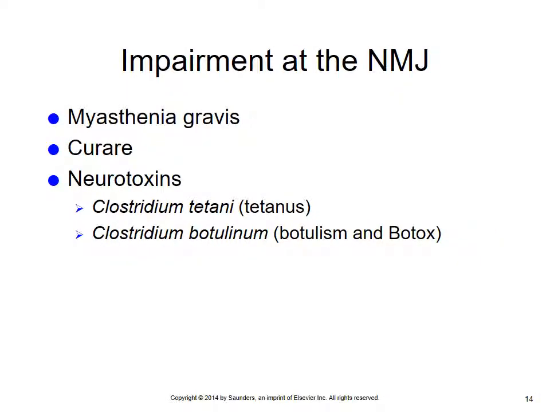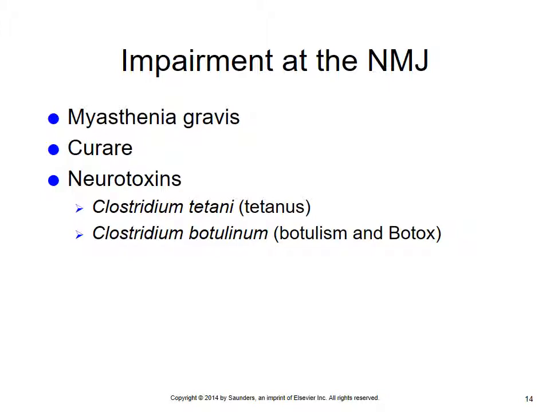Okay, what happens when there's impairment at the neuromuscular junction? Three things are mentioned here: the disease myasthenia gravis, a substance called curare, and neurotoxins, which include tetanus, Clostridium tetani, and botulism, Clostridium botulinum, which is also Botox. The symptoms of myasthenia gravis are caused by damaged receptor sites on the muscle membrane.